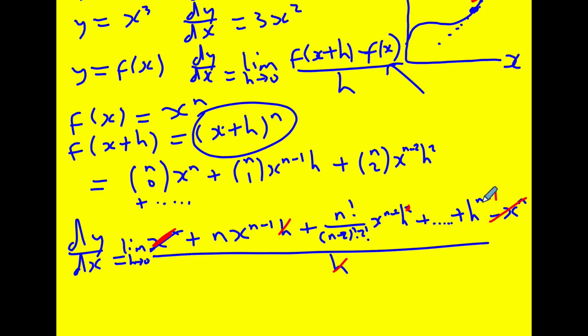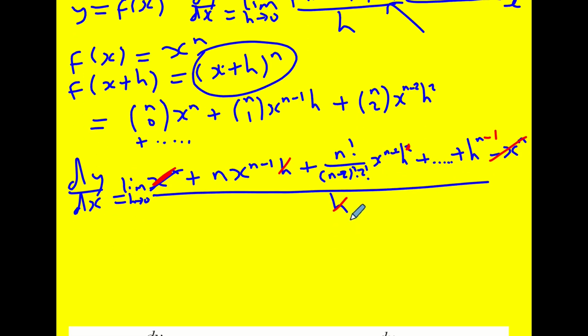I've got lots of terms. But if I let h tend to 0 here, then this term is going to tend to 0, but all the other terms are going to tend to 0, including this one, because I'm timesing by h, which is tending to 0. And all I'm going to be left with is n x to the n minus 1.